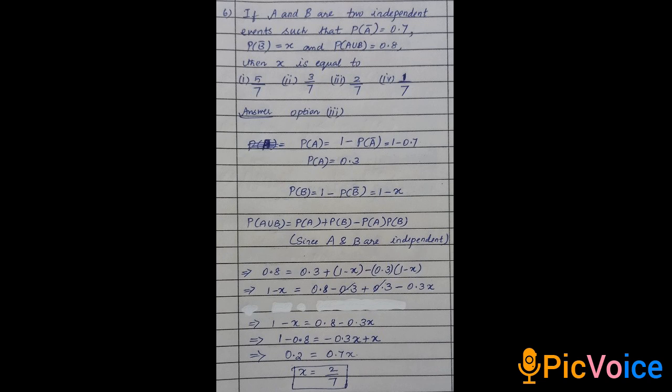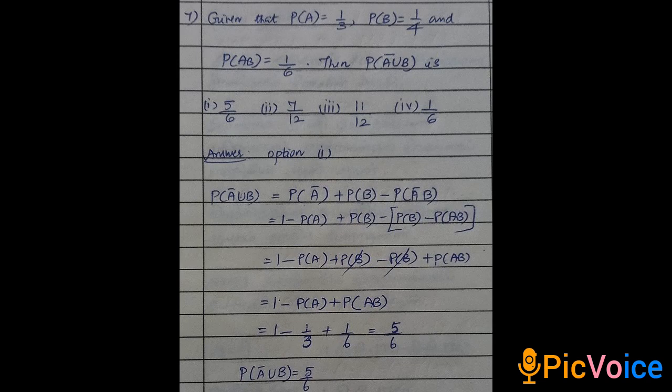So here, probability of A union B is equal to probability of A plus probability of B minus probability of A into probability of B, since A and B are independent. So you can substitute the values here. It is already given in the question. So substitute all the values here, and after simplifying, we'll be getting the value of X as 2 by 7. So your answer is option 3.